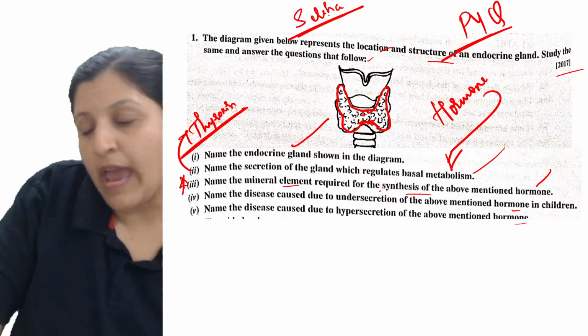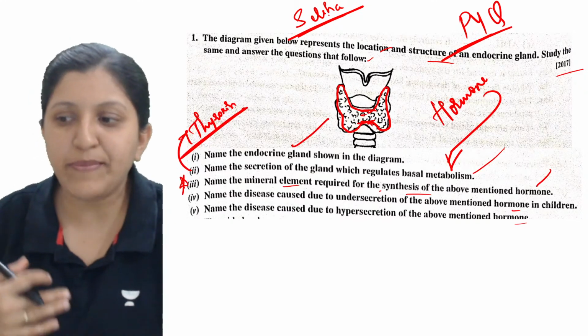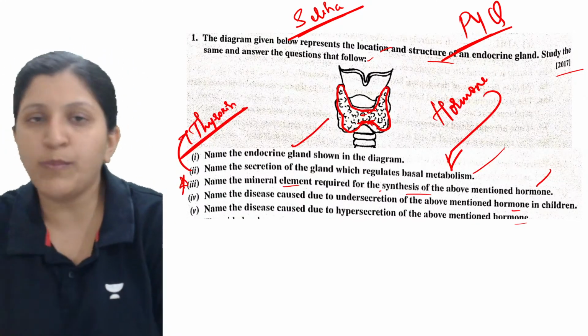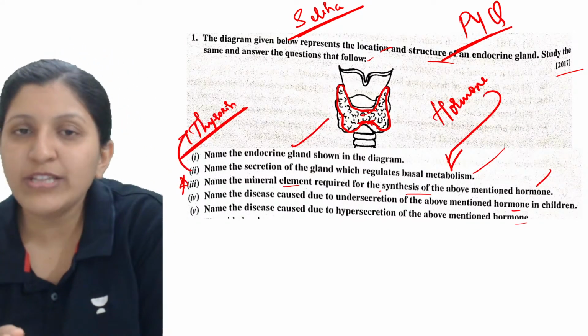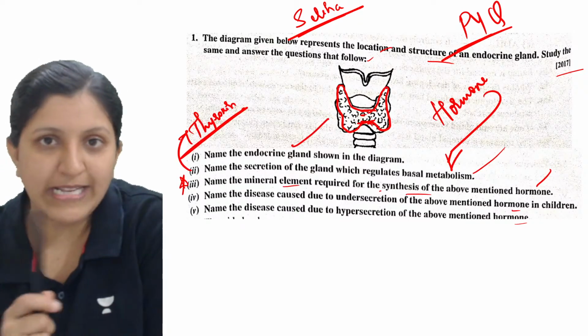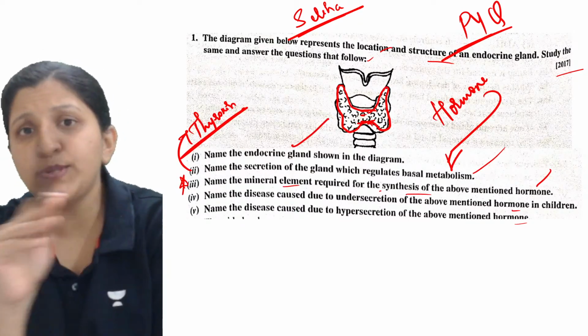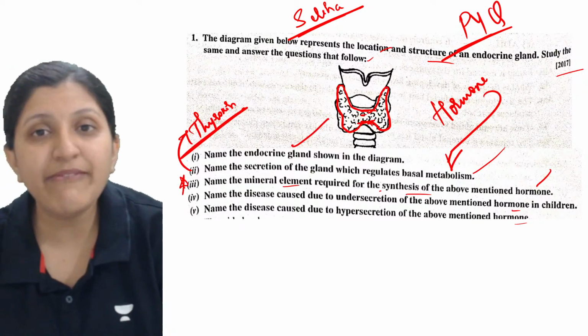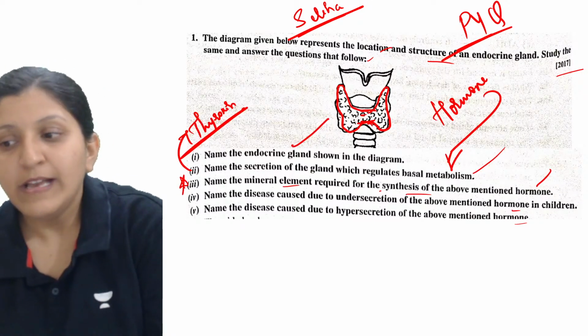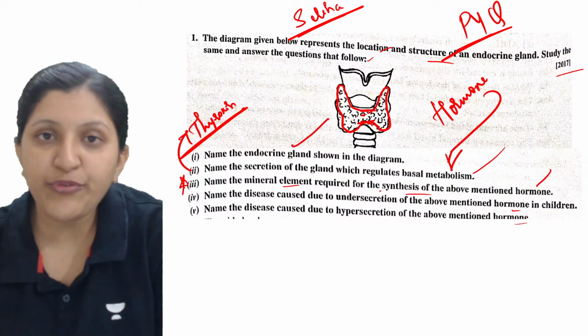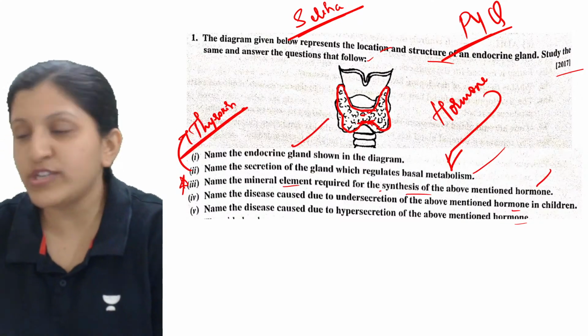So let's say you don't have much time to revise at the last moment, I'll be coming up with one mind map as well. So that is a mind map session on this endocrine system. Before that, there is a summary which is given at the end of your book. If you know that summary perfectly, then you can answer these questions easily.